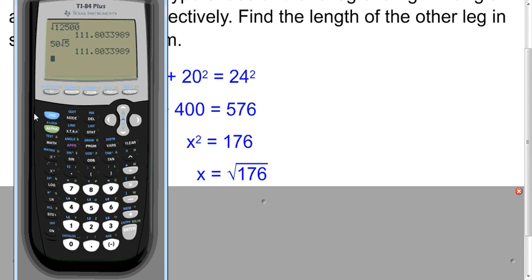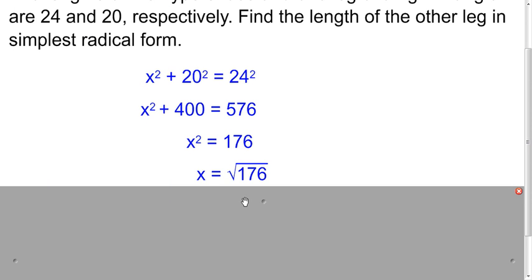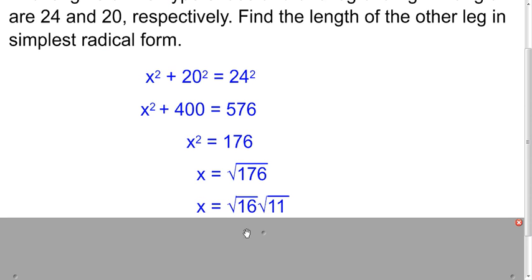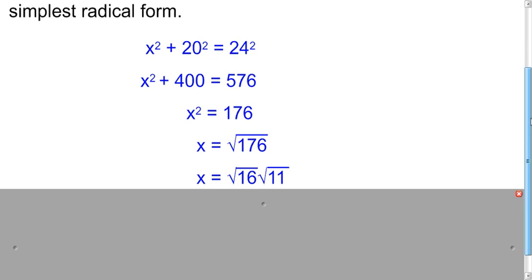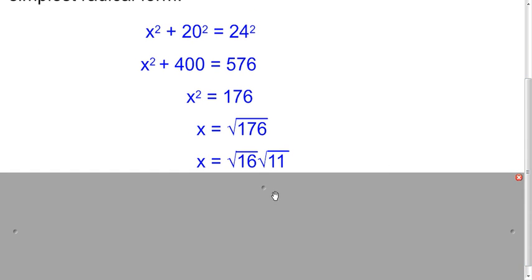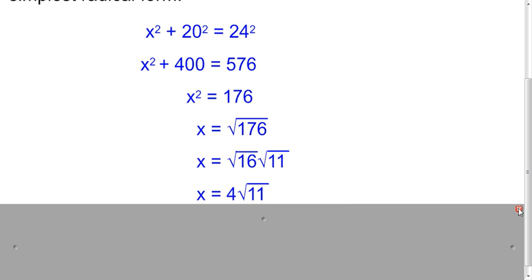And is 176 a perfect square? Doesn't seem like it's one. Not familiar. No, it's not. So what's the biggest perfect square that goes into it? So look at half of 176. So the biggest it could be is 88. So you've got to check from 81 down for perfect square factors. It turns out that 16 times 11 is 176. Square root of 16 is 4. So 4 times the square root of 11.